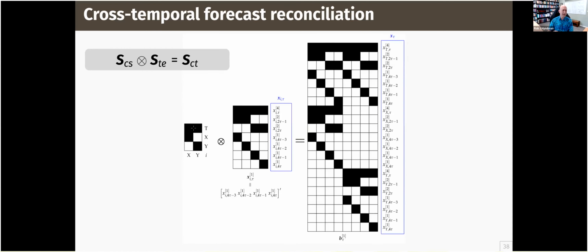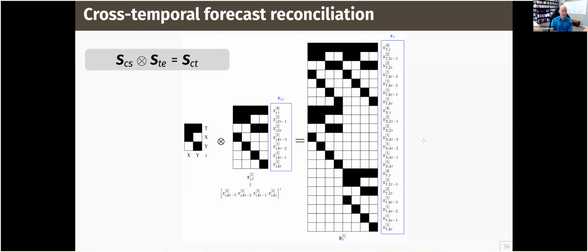So black means a 1 and a white means 0. My cross-sectional structural matrix is this one. My temporal structural matrix is this one. I do the Kronecker product and I end up with this matrix here. And that includes all of the different temporal and cross-sectional disaggregations.